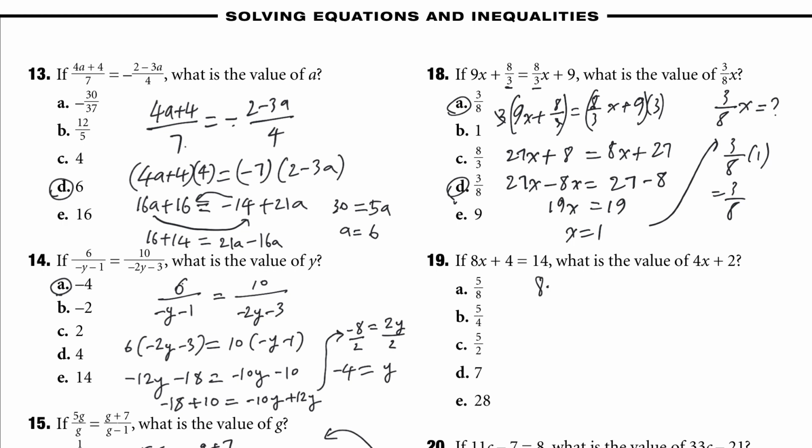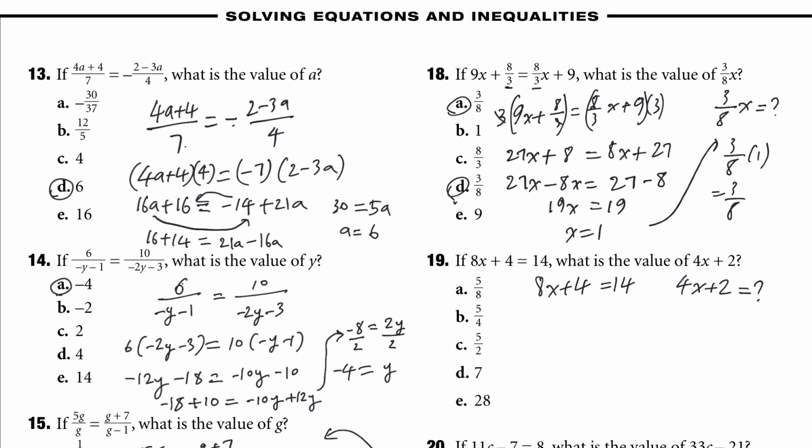19, 8x plus 4 is equal to 14. 4x plus 2. What is it? Well, this question you can do it using two different ways. One way would be to solve for the value of x and then plug x into 4x plus 2. But that would be the long way.